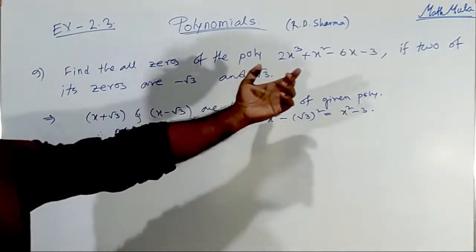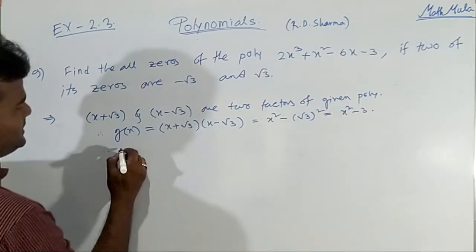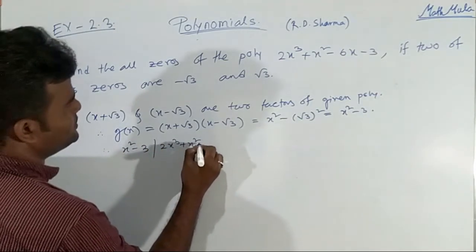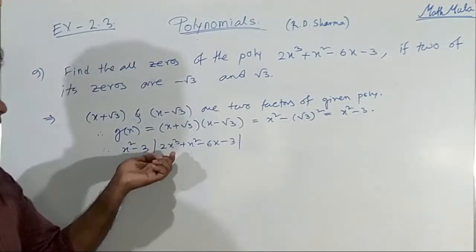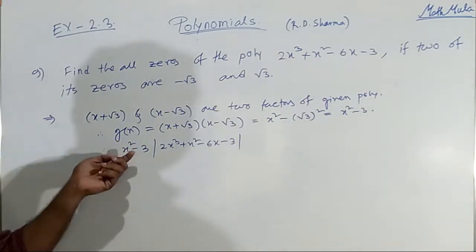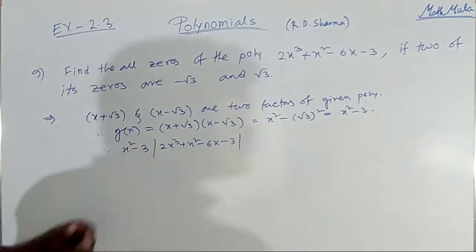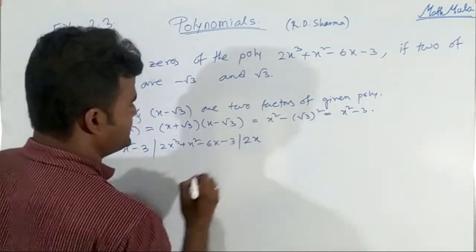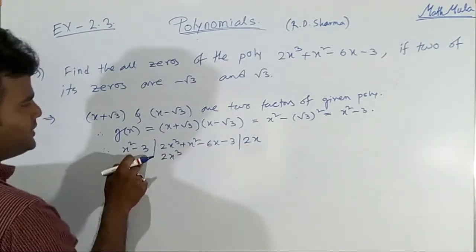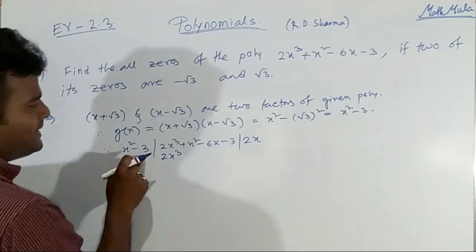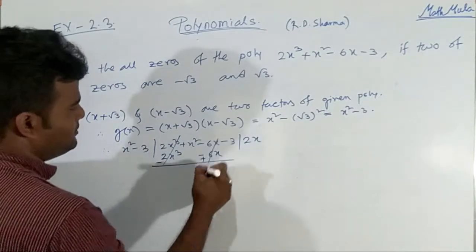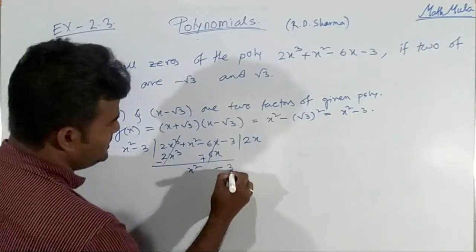Now we divide the given polynomial by this g of x, that is x square minus 3, and this is 2x cube plus x square minus 6x minus 3. The leading term is 2x cube. If we multiply x square by 2x, then we get 2x cube. So the quotient will be 2x. Now 2x into this divisor gives 2x cube minus 6x. Now this is minus, this is plus, it will be cancelled because they are the same. Now x square and the rest is minus 3.